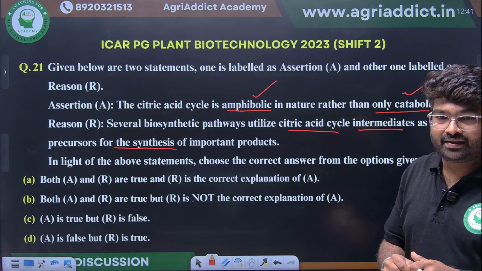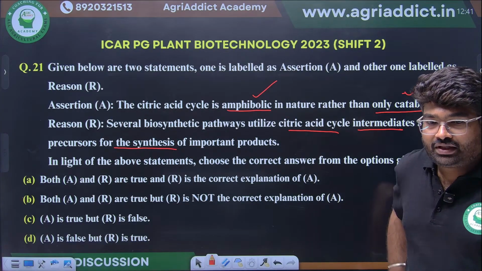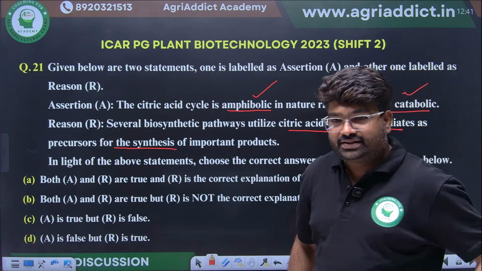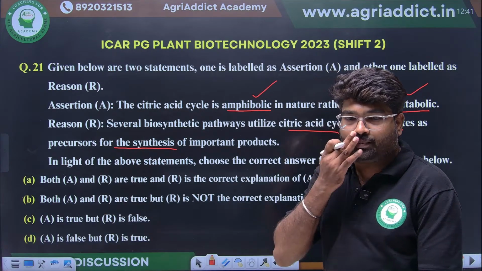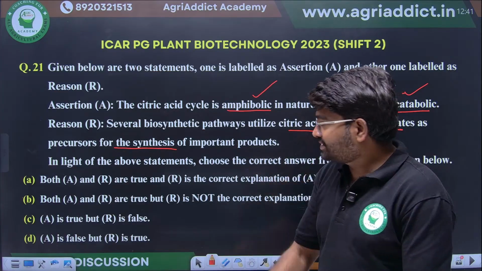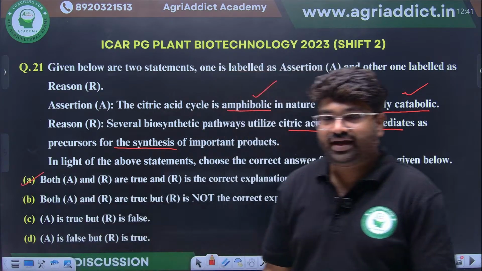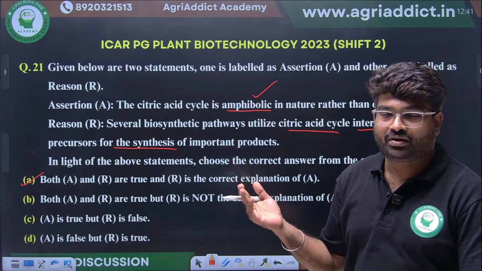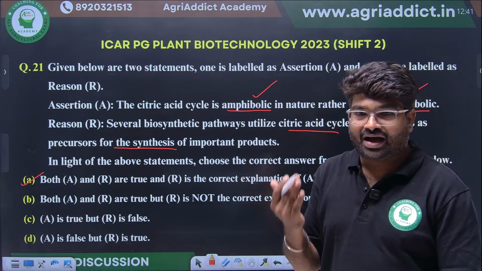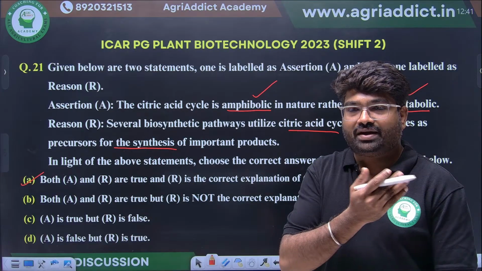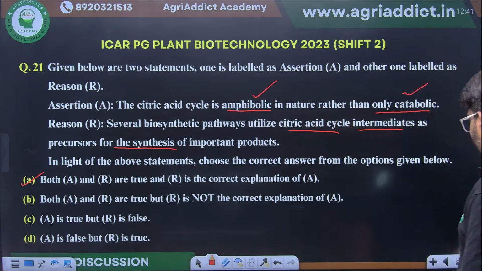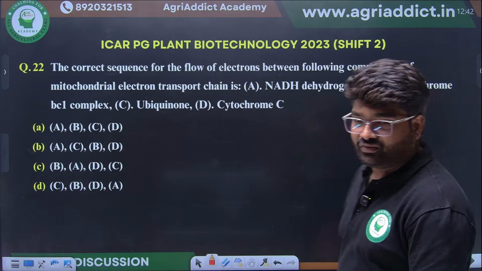What will be the answer? I only took this class. Any guesses? TCA cycle is an amphibolic pathway because some of the intermediates can be siphoned off for other product formation. For example, succinyl-CoA can be used for heme biosynthesis, and oxaloacetate will be involved in other pathways. So both A and R are correct and R is the correct explanation for A. Option A.